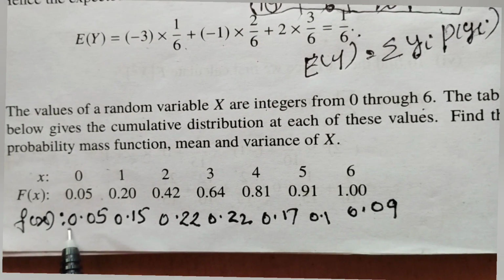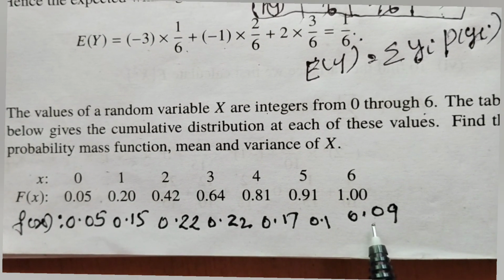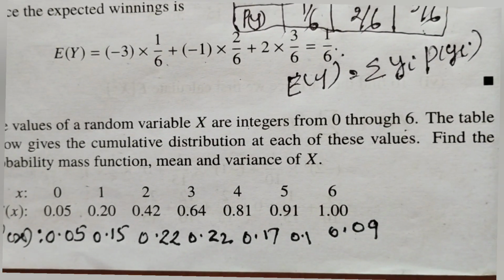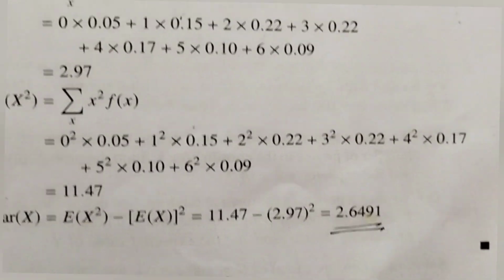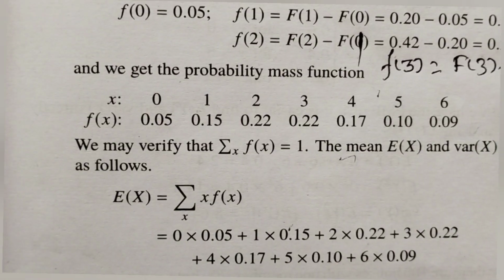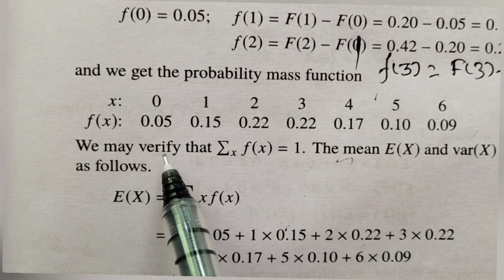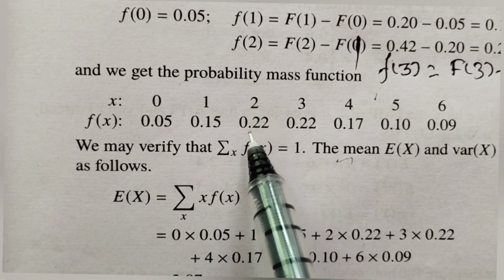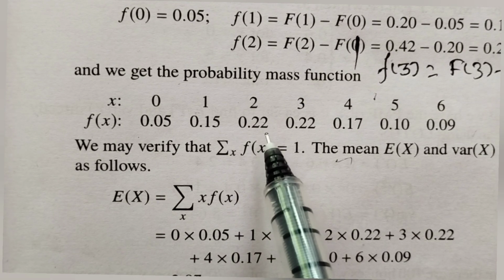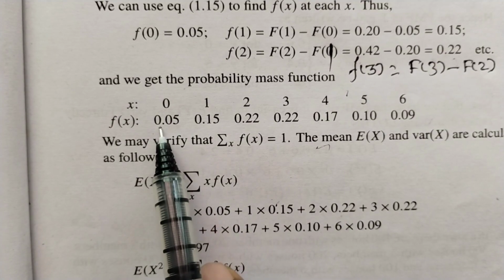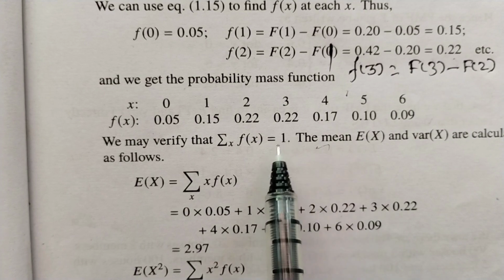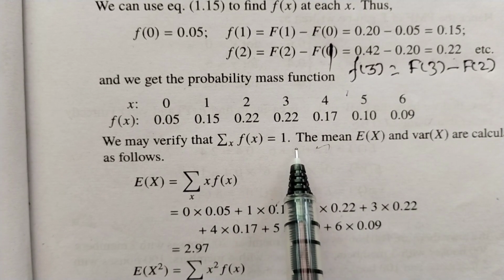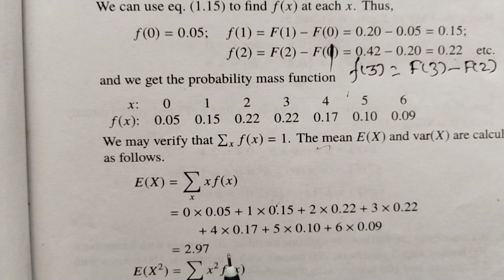Now we write these values in the table. That is, for 0 it is 0.05, for 1 0.15, 2 0.22, etc. You can just add everything, and your answer should be 1. Then only it is a probability density function.